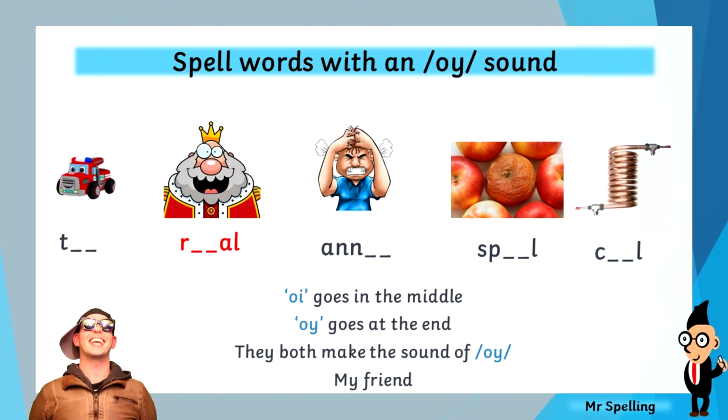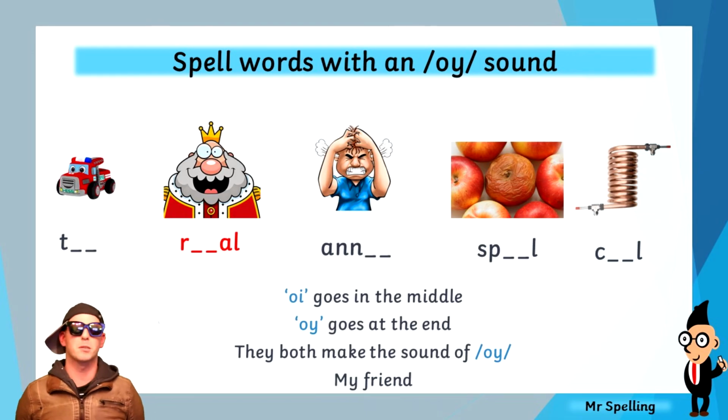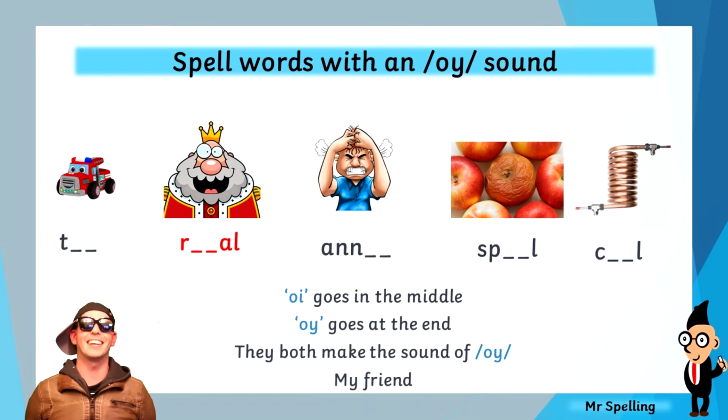It is your turn again to apply the spelling rule. This time I've made it a tiny bit harder and I've included one exception in red. So can you put the correct oi sound in these words as the music plays? And the words are toy, royal, annoy, spoil, and coil.